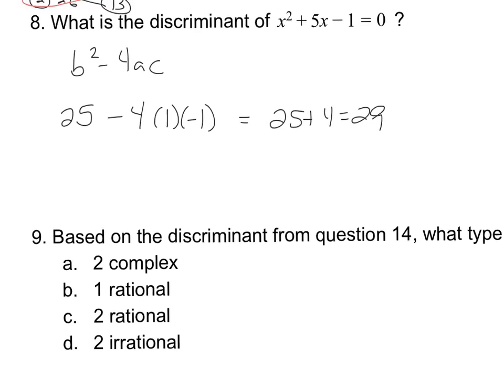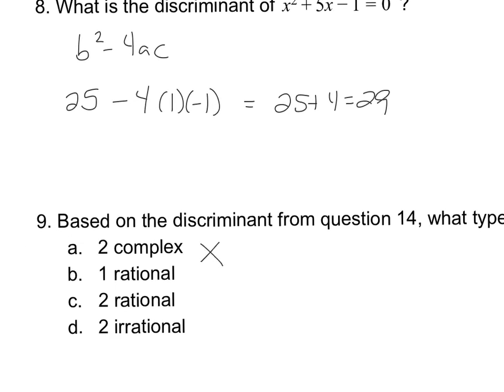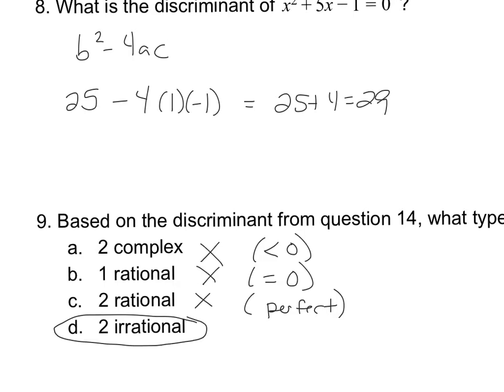Well, it's not negative, so it's not complex. So complex roots have to have a discriminant less than 0, which this doesn't. It doesn't have one rational because that would have to be equal to 0. And it's not two rational because it's not a perfect square. Perfect square would be like 25 or 4 or 9. Anything whose square root is nice. So this has two irrational roots. Now you could obviously also find this by actually working out the problem, but you can actually just do it by looking at the discriminant.